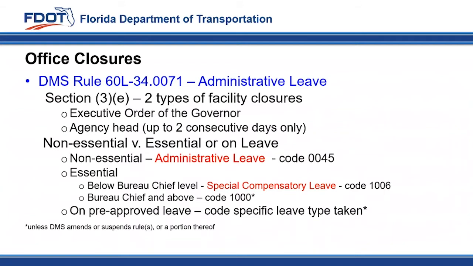During office closures, employees are identified by their supervisor as either non-essential, meaning not required to work, or essential, meaning they're necessary for providing essential services during the office closure. Essential employees who are below the bureau chief level should code their timesheet as special comp, code 1006. Bureau chief level or above essential employees should code their timesheet under code 1000. Non-essential employees should code their timesheet as administrative leave, code 0045. Administrative leave is limited to the amount necessary to bring the employee to full pay for the office closure.